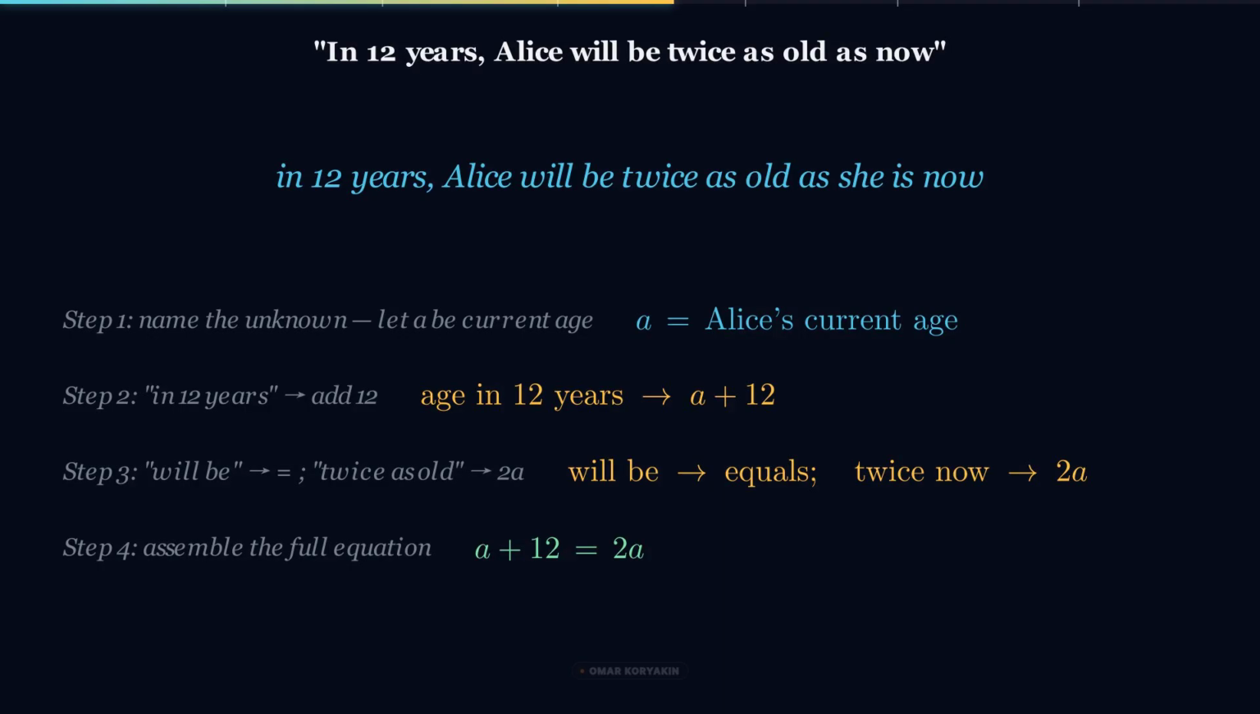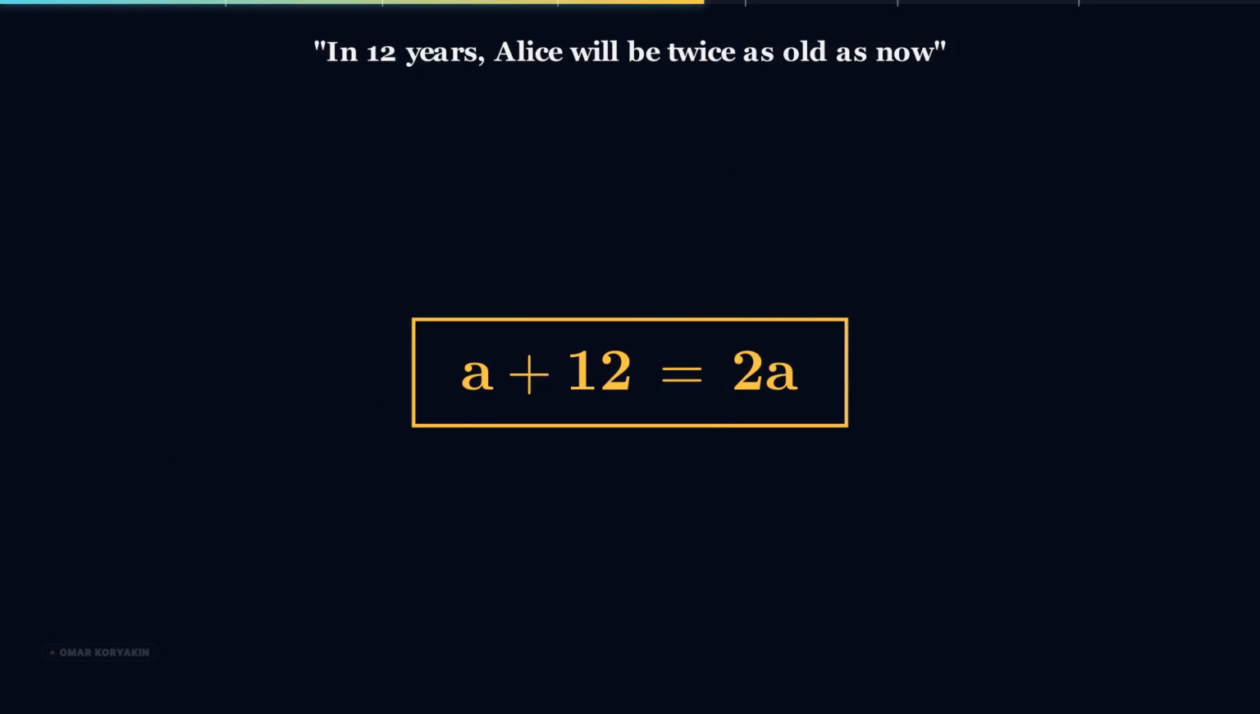Recognizing that this is a one-variable linear equation finishes the translation phase of the problem, and the rest is straightforward algebra in section 3. We can preview the solving briefly. Subtract A from both sides to get 12 equals A, so Alice is 12 years old now. Sanity check: in 12 years she will be 24, which is twice her current age of 12. Translation confirmed. So the translated equation is A plus 12 equals 2A, and the solution is A equals 12.